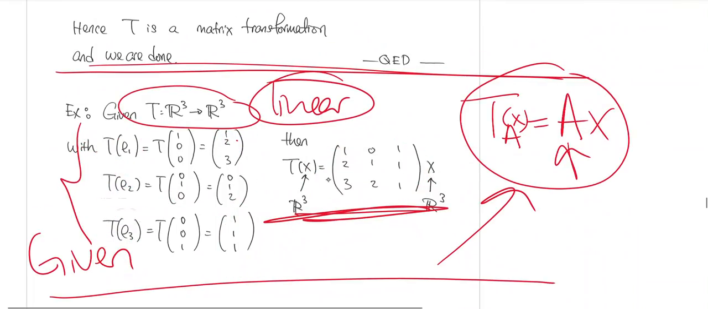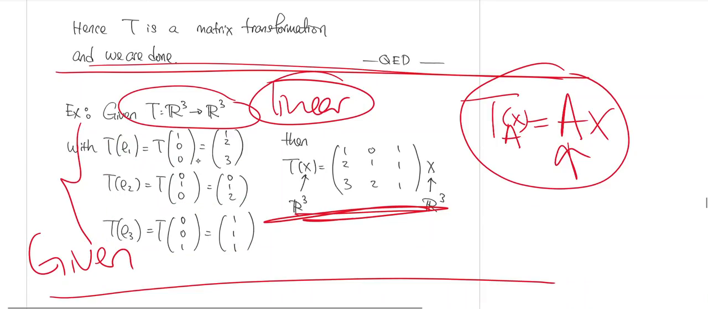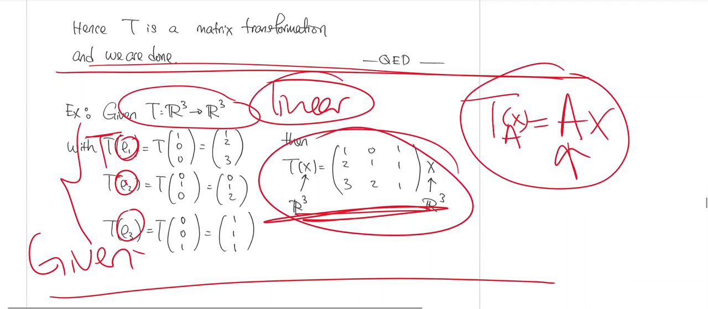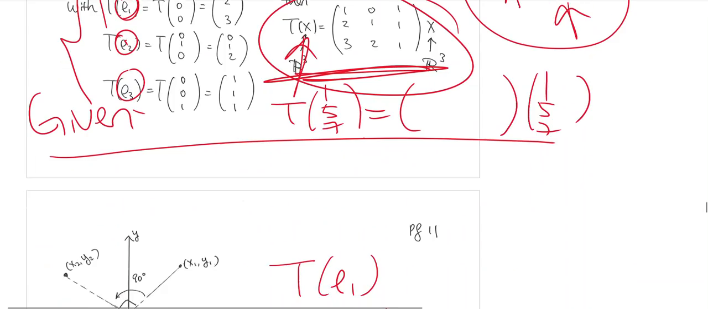Same thing here. For the example we saw just now, only knowing what T does to e1, e2, and e3, that is T(e1), T(e2), and T(e3), we now know everything about the mapping. x can be anything now. For example, I would know what happens to T of (1, 5, 7), because it's just taking that matrix and multiplying by (1, 5, 7), and so on.